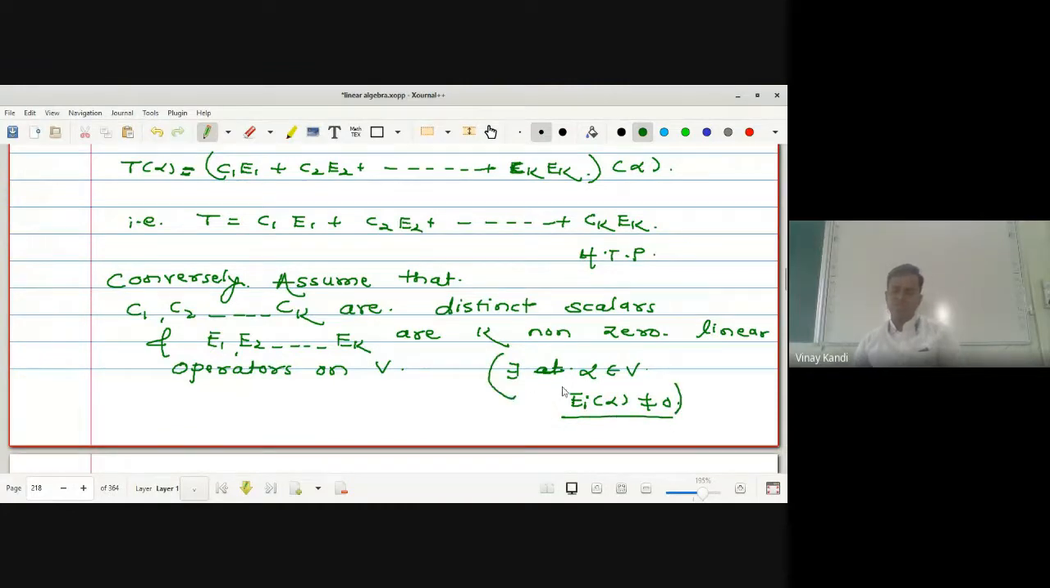If for all alpha belonging to V, Ei of alpha is 0, then what happens? Ei is the zero operator. Is it correct? Yes, sir. So here all the Ei are non-zero linear operators. That means at least one alpha exists belonging to V such that Ei of alpha is not equal to 0.